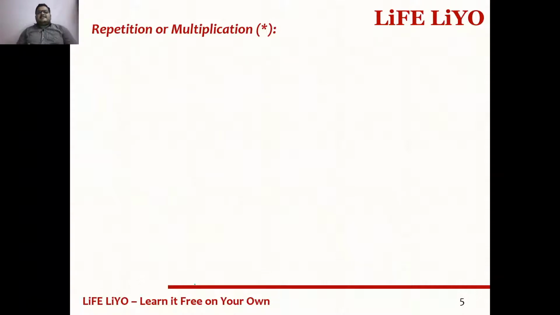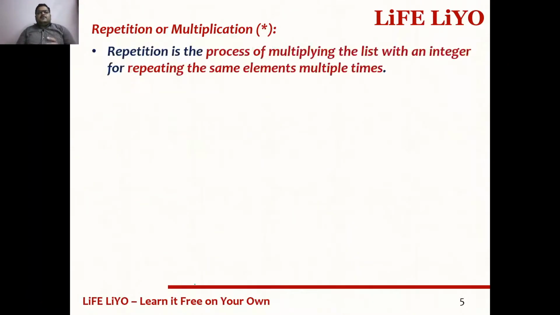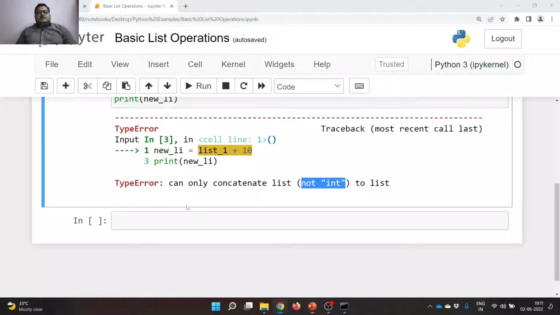Next, multiplication or repetition. If you want to repeat the same list multiple times, or repeat the same elements multiple times in the list, then we can use the multiplication or repetition operator. For example, ABC is a list which consists of 1, 9, 22, 13. If I take another variable DDG equal to ABC into 3, then what are we going to get? ABC is a list multiplied by an integer. We are going to get the same list 3 times. So let us take another one.